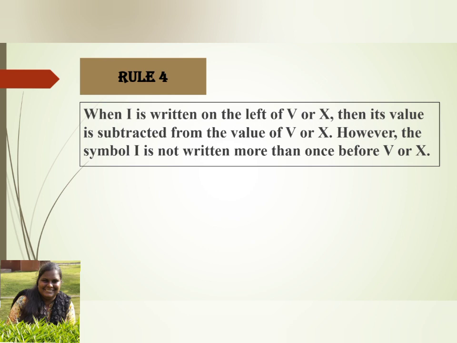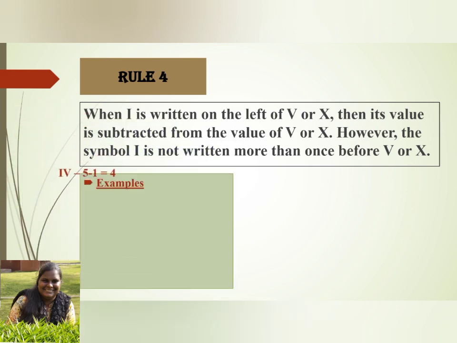Now see, in the last slide we understood that when the numbers are written on the right hand side, we have to add them up. But when we write the same numbers in the left hand side, we have to subtract them. That is, we have to minus them. So how will we do that? Not only that, students, we have to use this symbol I only once. We cannot use it more than once. Let us look into some examples so that we can understand it better.